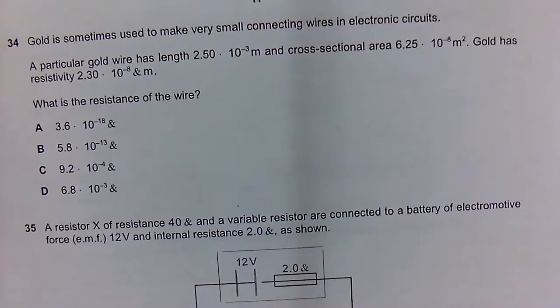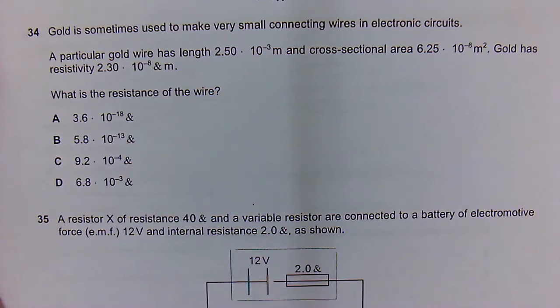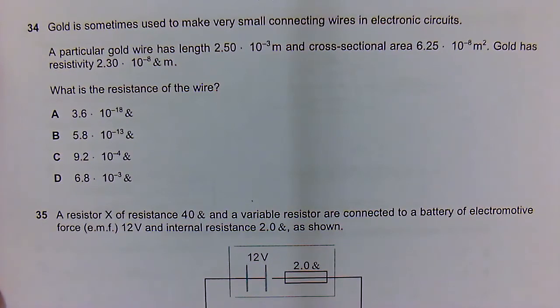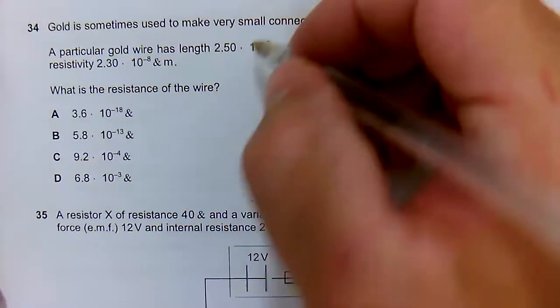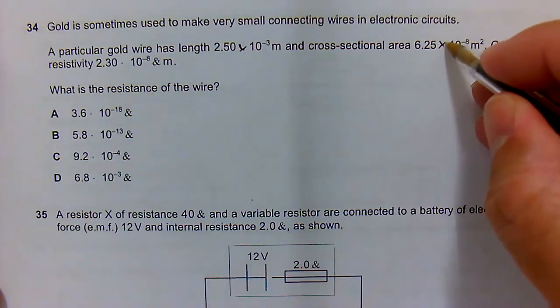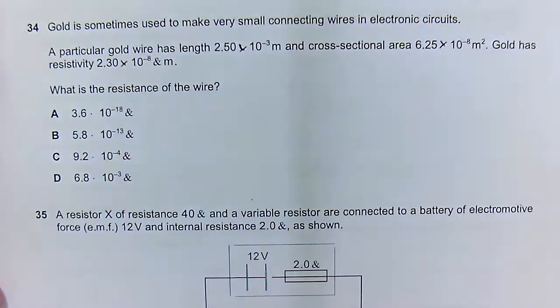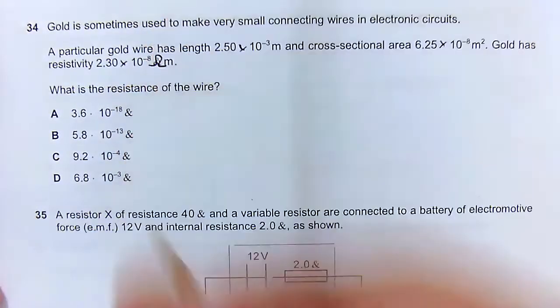Gold is sometimes used to make very small connecting wires in electronic circuits because it doesn't corrode and it's got really good conductivity. A particular gold wire has a length of 2.5 times 10 to the minus 3 meters, a cross-sectional area of 6.25 times 10 to the power minus 8 square meters. Gold has a resistivity of 2.3 times 10 to the minus 8. That should be ohm meters.